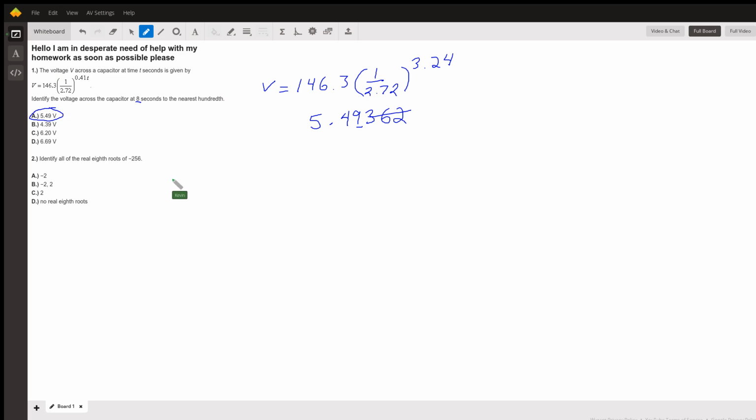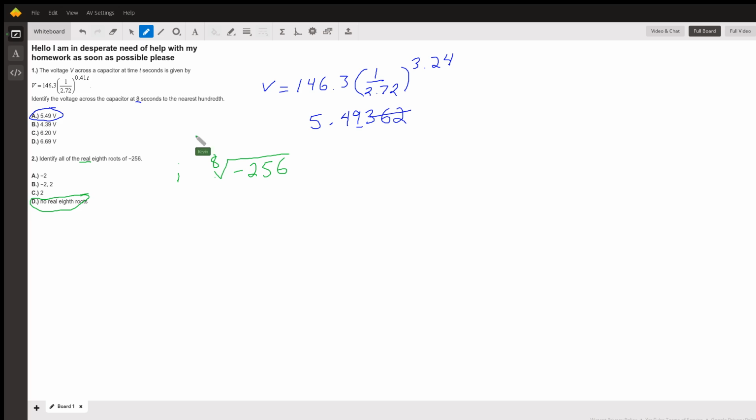Looking at problem 2 here, identify all the real, and this is an important part of this question, 8th roots of negative 256. So if we were to try to take an 8th root of negative 256, the first thing we would have to do is take out an imaginary number for our negative here. But at the point that we take an imaginary number, or an i, it becomes a not real number. So the answer we're looking for here is no real 8th roots.